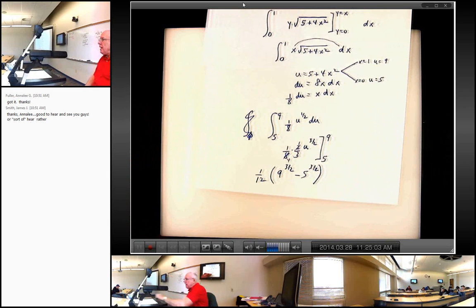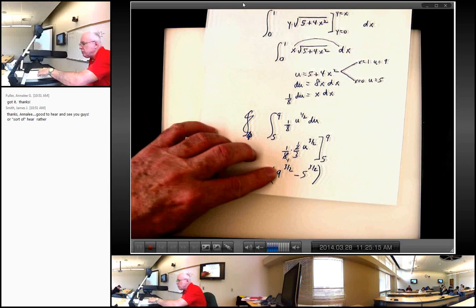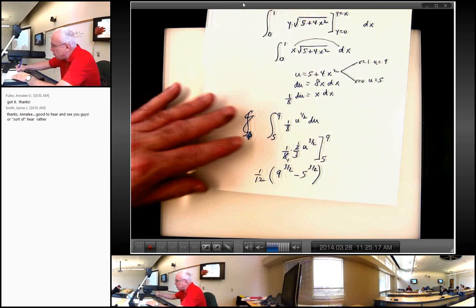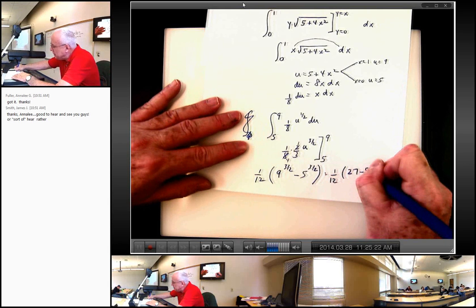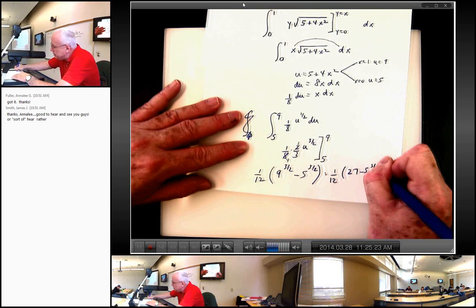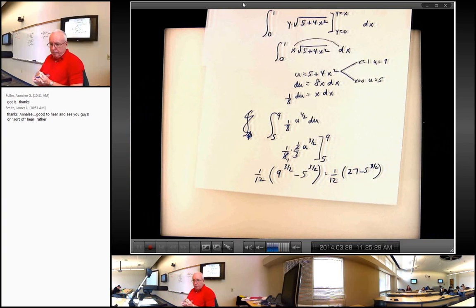5 to the 3/2, I just want to leave it like that, but 9 to the 3/2 actually equals a whole number. And what whole number does 9 to the 3/2 equal? Yeah, it equals 27. The square root of 9, which is 3, raised to the 3rd power. So this is 1 over 12 times 27 minus 5 to the 3/2 power. And that's our answer. That's our surface area.